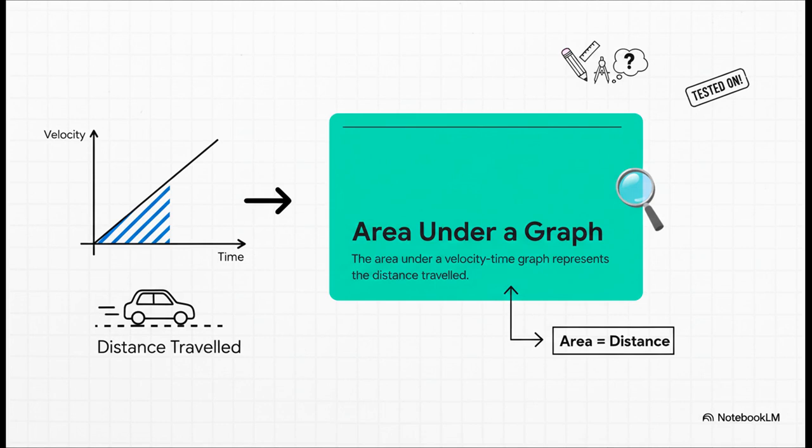But on a velocity time graph, we can also find the distance traveled. It's not the gradient this time. Get this, it's the area under the graph. If you calculate that area, it gives you the total distance. This is a huge concept, and it is almost guaranteed to be in your exam.